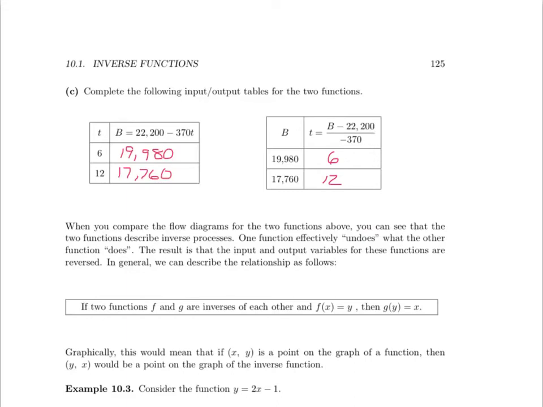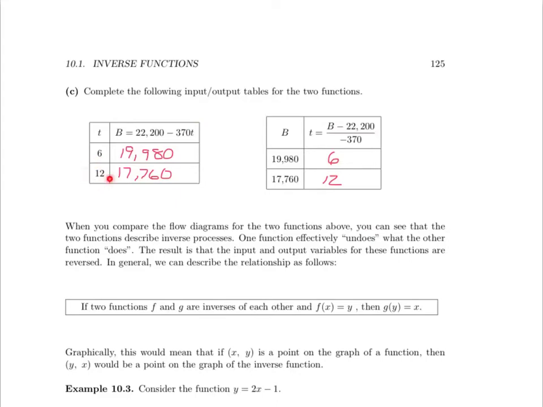Before going forward, let's take a moment and talk about the results from these two tables. Notice if we start with 6 and we substitute it into our function, the function turns the 6 effectively into 19,980. If we take that 19,980, which appears in this table, and we substitute that into our inverse function, it effectively turns this 19,980 back into the 6 that we started with.